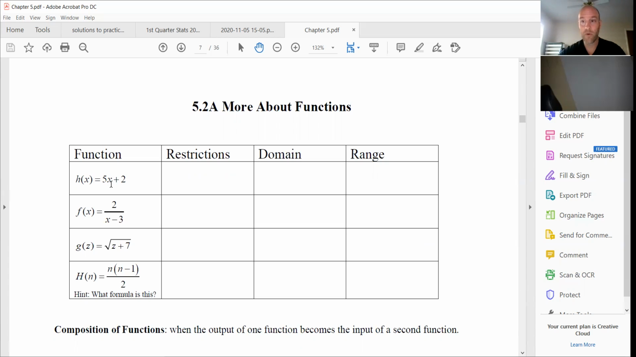This is a line with a slope of 5. So it goes positively up and negatively down. It's going to hit every y value. Here, hard to see sometimes, but it is a fraction. And the only way to make a fraction 0 is if the numerator is 0. And since 2 is never equal to 0, this one, the range is y may not equal 0.